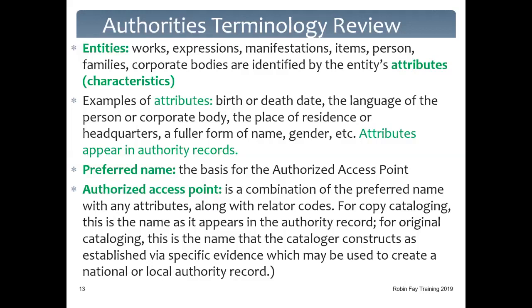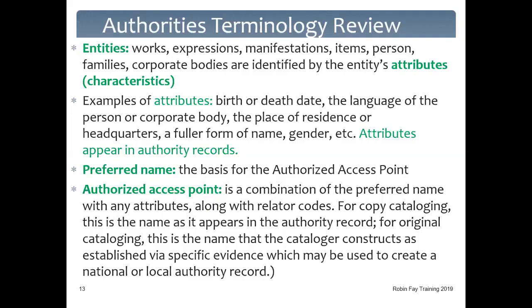So for authorities, because we're going to be really focused more on authorities today, examples of attributes are birth or death date, the language of a person or corporate body, place of residence, full form of the name, gender, things like that. Attributes do appear in authority records. So some of those things related to people are things that would appear in the authority record. Preferred name, that's the basis of where we create the name.